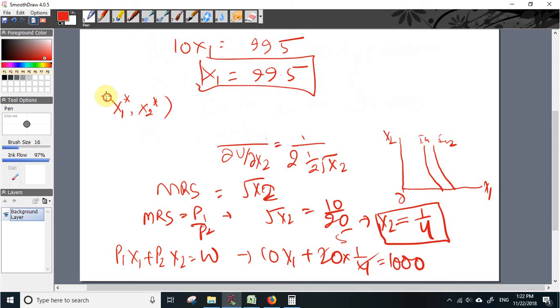So the optimal commodity purchase is x1, x2 is 99.5 and 1 over 4, which is 0.25.